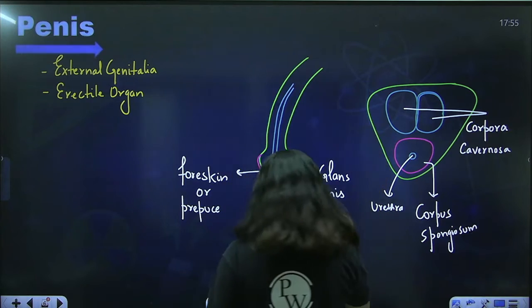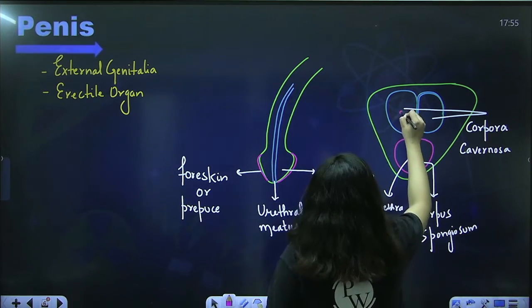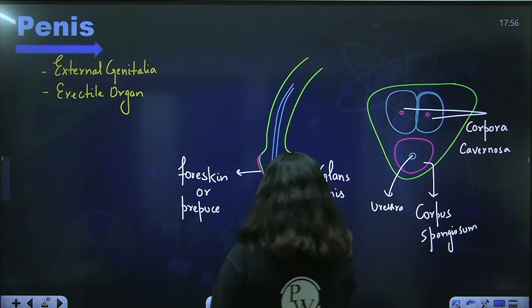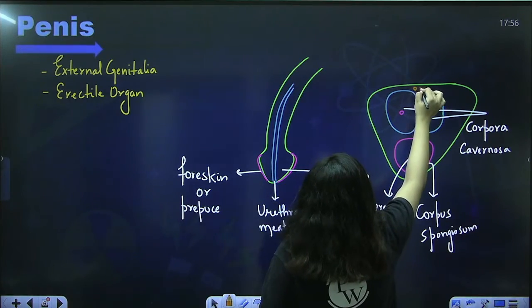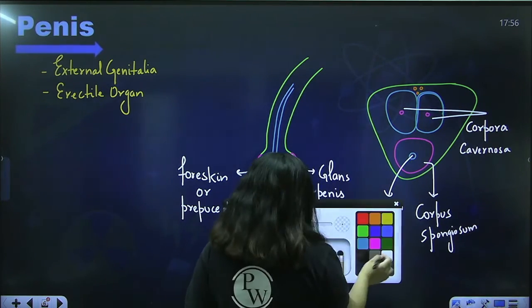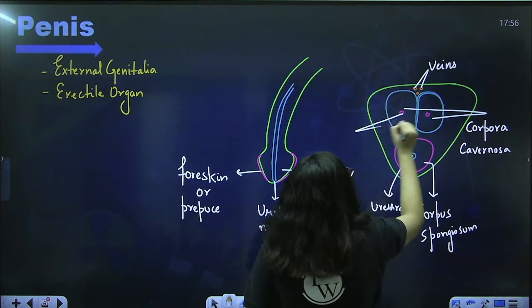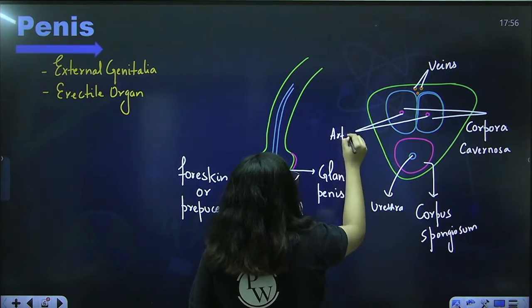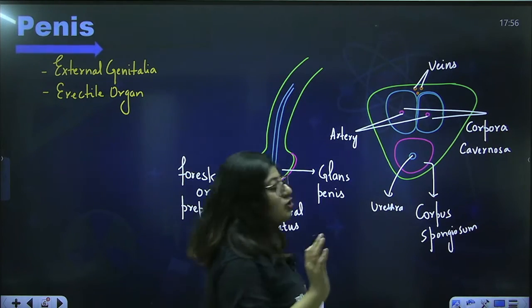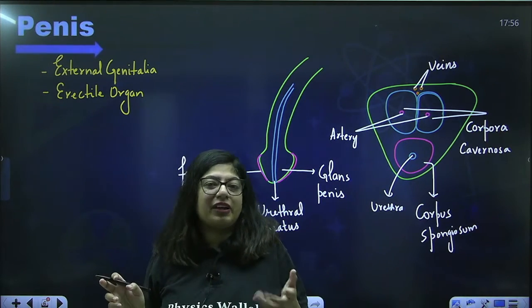So, inside the corpora cavernosa, arteries are present and around it veins are present. What are present here? Veins. So, you can see here blood vessels are present. This is artery and these are veins. So, you can see blood vessel plays a very important role.